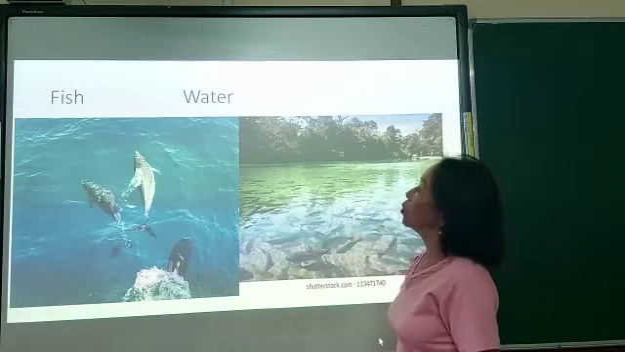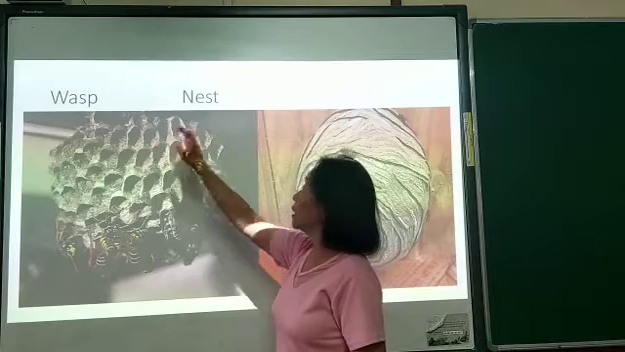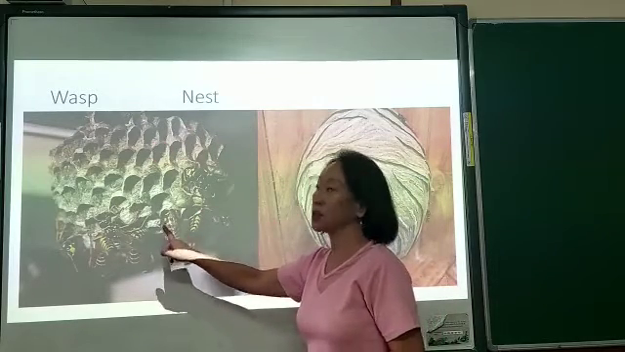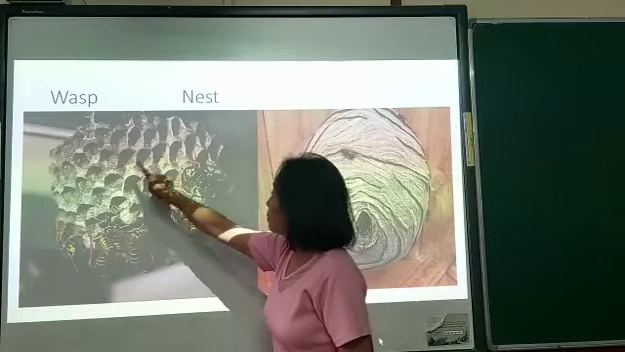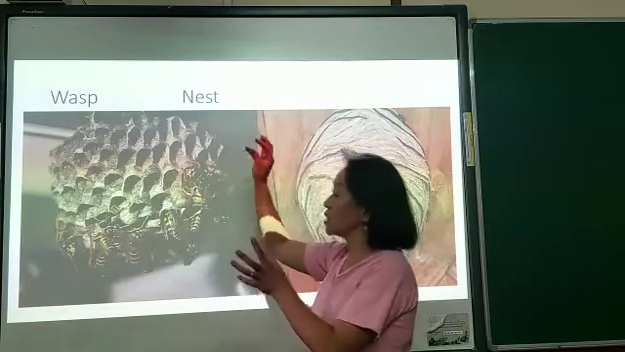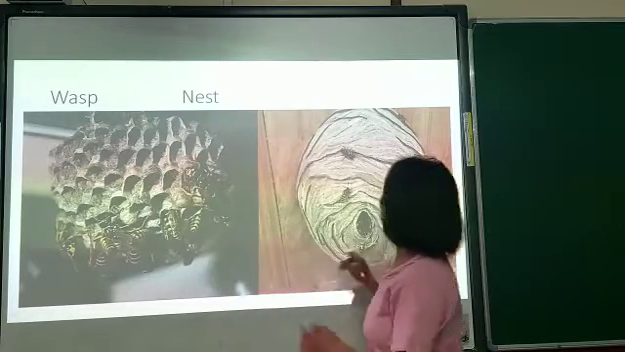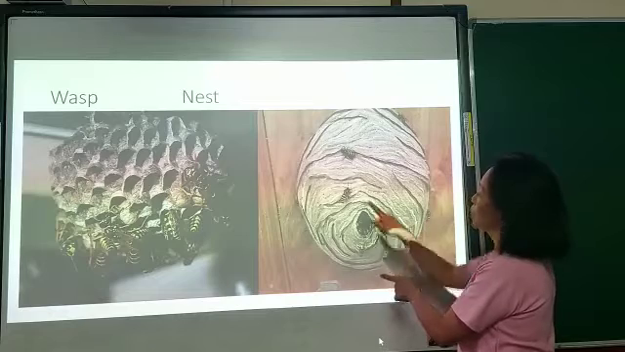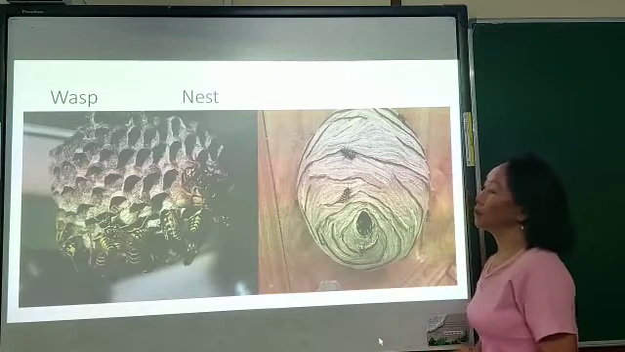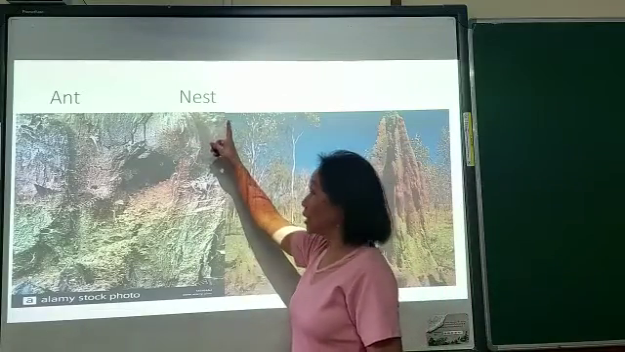So fish, water. Next we have wasp, lives in a nest. The sting of this wasp is very, very painful. They build their own nest like this. In houses you must have seen in corners, you see this. The nest of a wasp, and this is another kind of wasp which builds its nest like this. So wasp, home, nest.